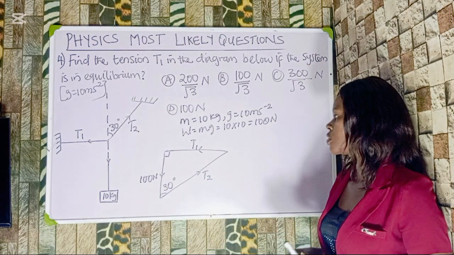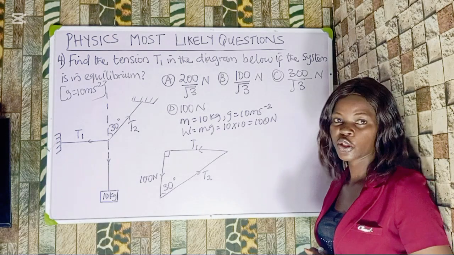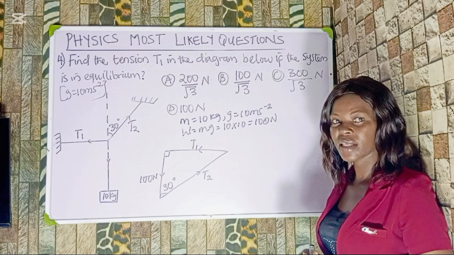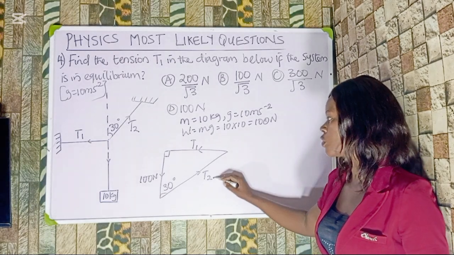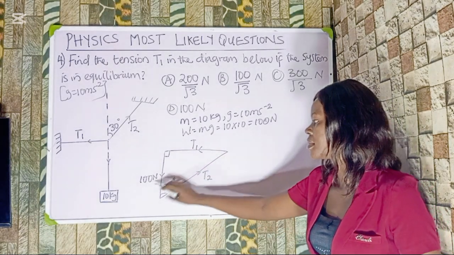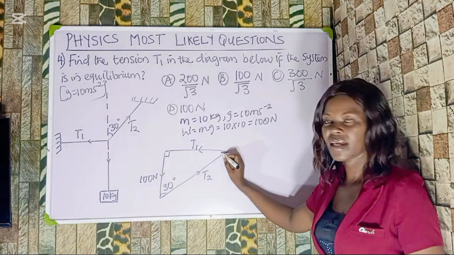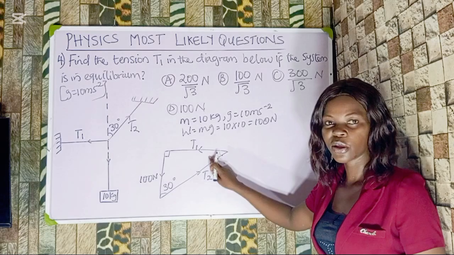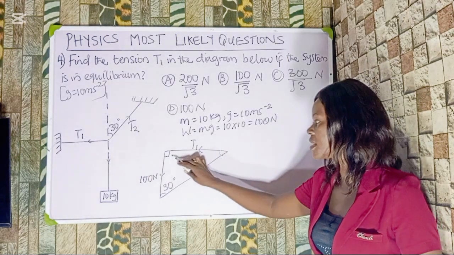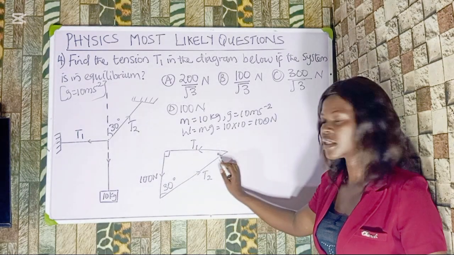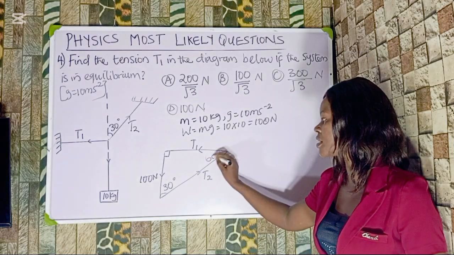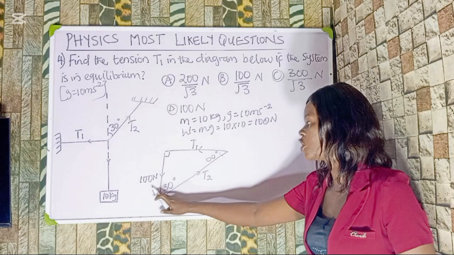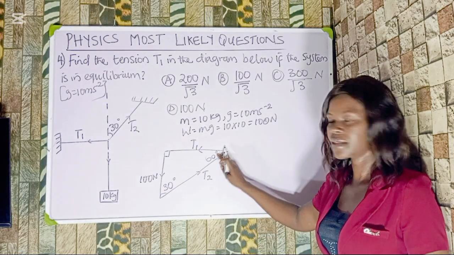Now, so what do we do? What you are going to do is to use the sine rule. The sine rule states that T2, let me start with this one, 100 Newton over the angle here. But because you don't have any angle here, you have to resolve it. The sum of angles in a triangle is equal to 180. This is 90, this is 30, and this is 60 degrees. So we say 100 over sine 60.